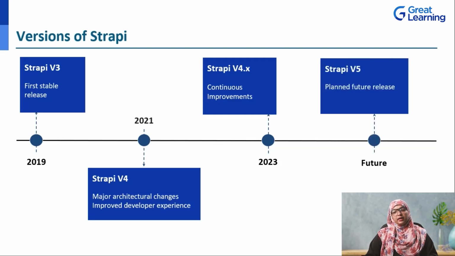And then the future is coming up, that is Strapi v5, which has a planned future release. However, the different features being incorporated in Strapi version 5 are not yet declared as of now. But yes, continuous improvements based on the plugins which Strapi v3 and v4 provide, and based on improved developer experiences, the planned future release is upcoming for Strapi v5.